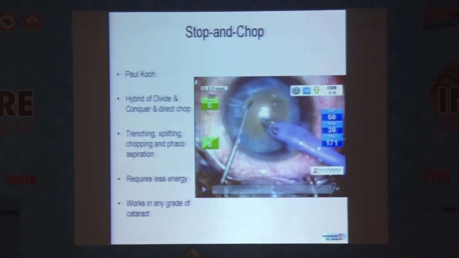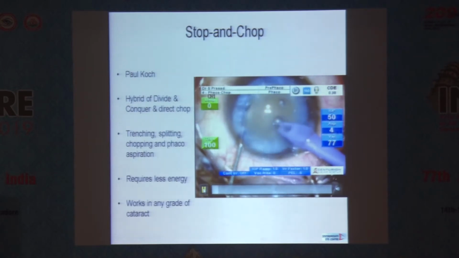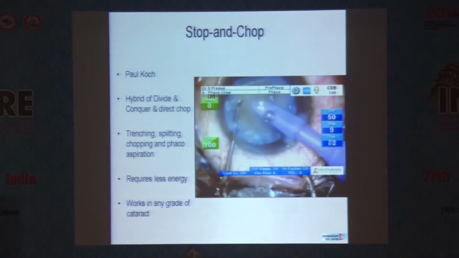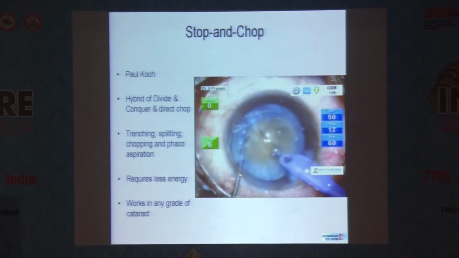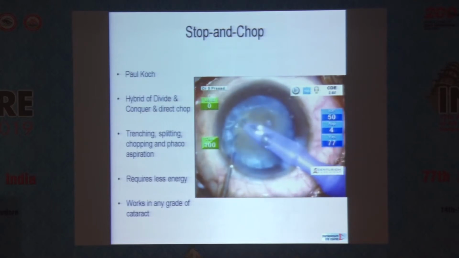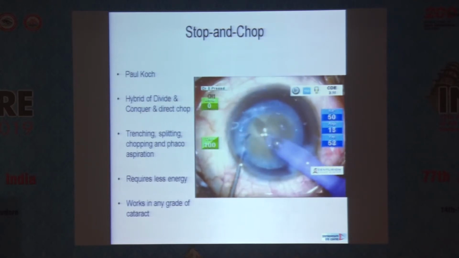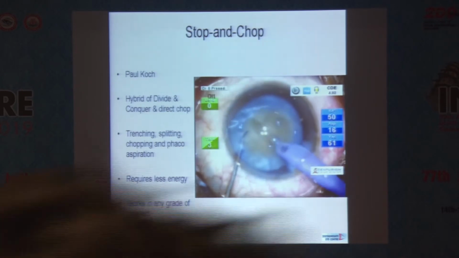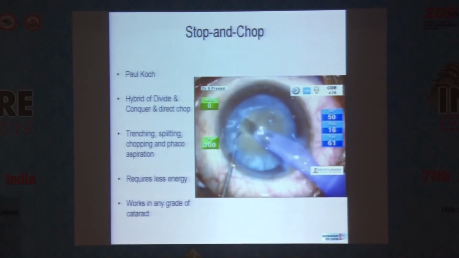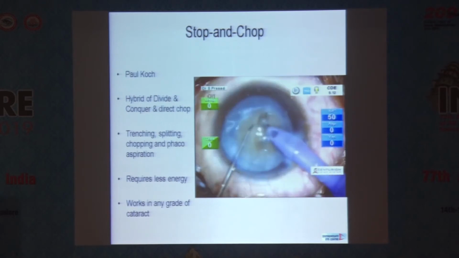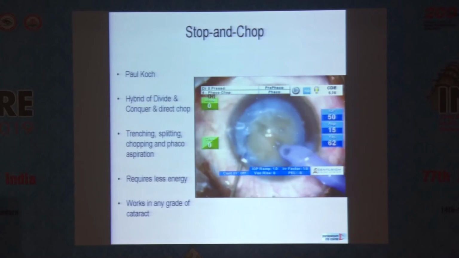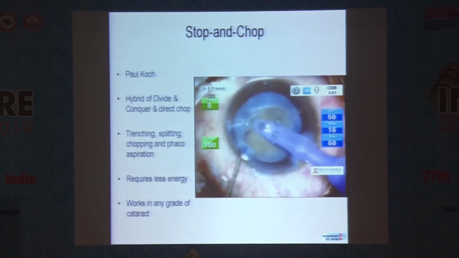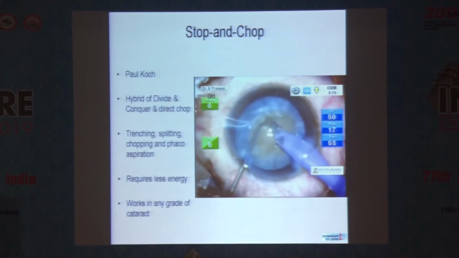In a stop and chop technique, you make a big deep crater in the center of the nucleus and then divide it into two parts. So this is actually a combination between the four quadrant and the direct chop. It has the advantage that you can use it in all grades of nucleus again. And many of the surgeons actually prefer stop and chop, because here you have made a groove, and then it is very easy to crack the nucleus into two pieces as opposed to the direct chop. And again, it is less time taking as compared to the four quadrants.